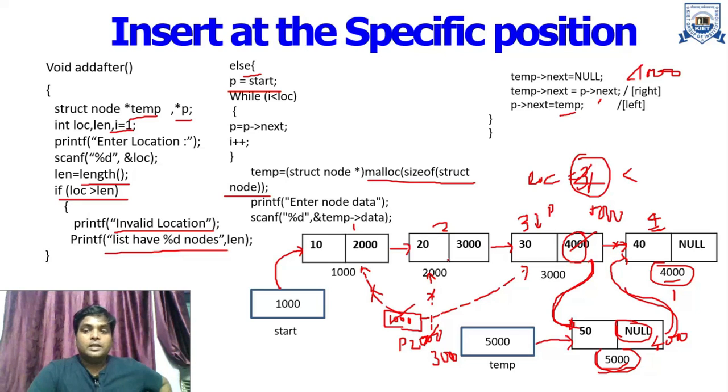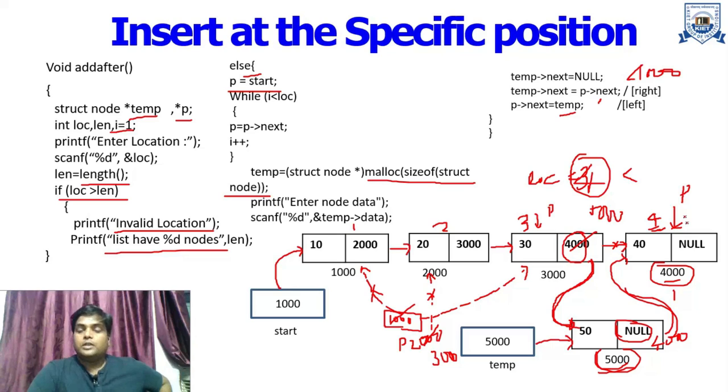Okay, now the I value increases, I is equal to 2, 2 is less than 4, condition is true. Now P is pointing to this particular location. Again the I value increases, I is equal to 3, 3 is less than 4, condition is true. Now P is pointing to this particular location. So right now P is pointing to this particular node. Then I is equal to 4, 4 is less than 4, condition is false.